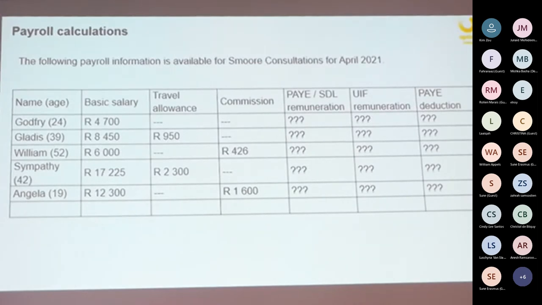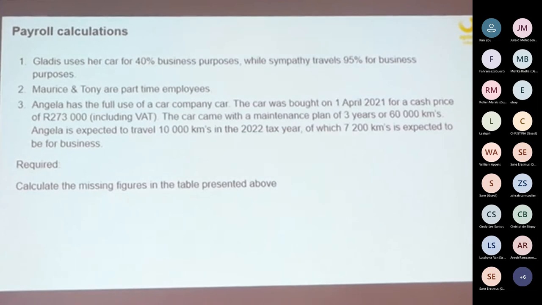Simphiwe earned 17,225 salary, 2,300 rand worth of travel allowance. Remember, we said the travel allowance is only included at 20%. You still remember that? The 80-20 rule. He traveled more than 80% for business purposes. So travel allowance is only included at 20%.